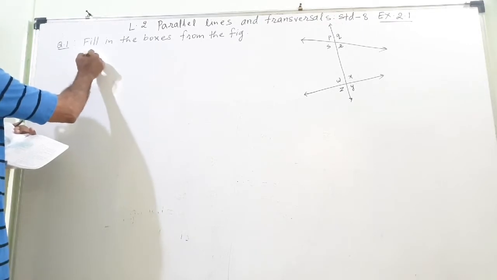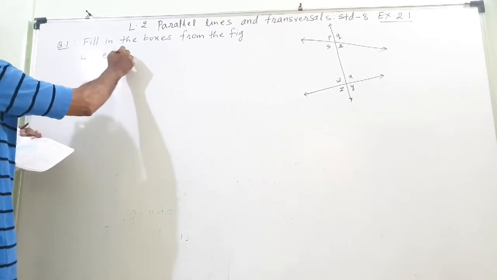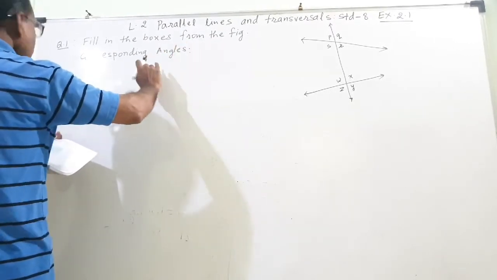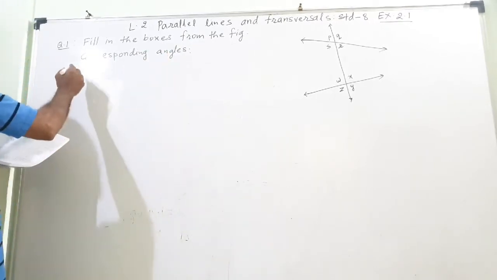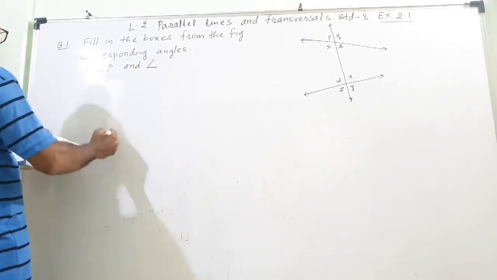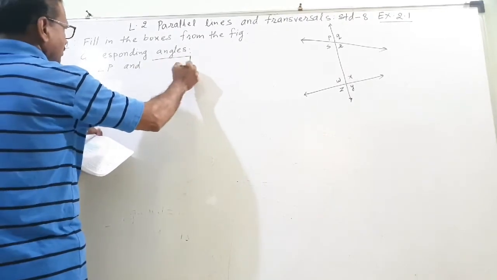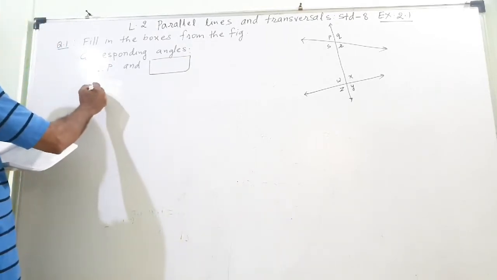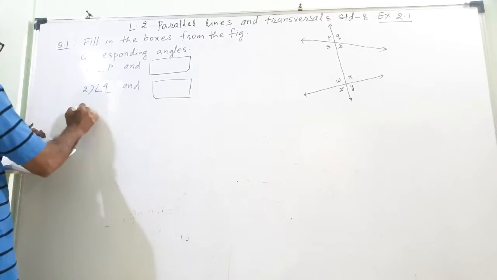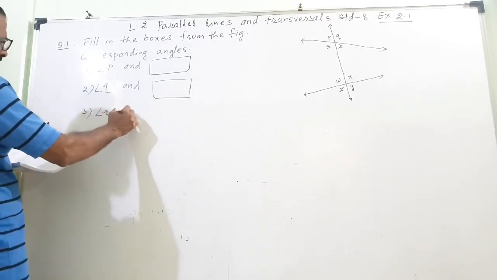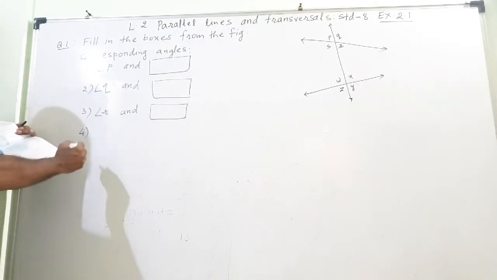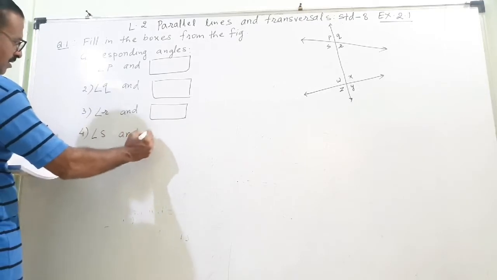Questions. Corresponding angles. Number 1, angle P and box, we have to fill the box. Number 2, angle Q and box. Number 3, angle R and box. Number 4, angle S and box.